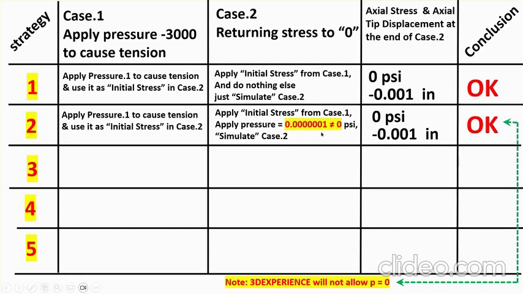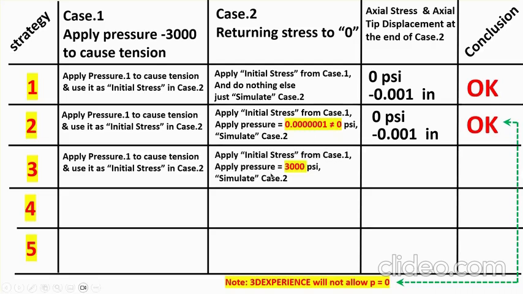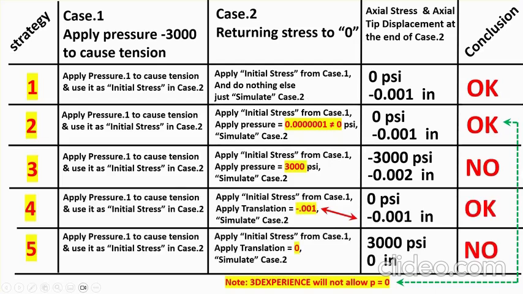Now, intuitively, you might say, isn't that the same as compressing that bar? Well, let's try. If you compress that bar, you apply a pressure of 3000 psi to that end during the release, but that's not really releasing it. And that's why the pressure at the end of case two is going to be negative 3000 psi and negative 0.002. So you're doing something, but it is not the correct way of handling the problem. Now, there are these other cases that you can do yourself.